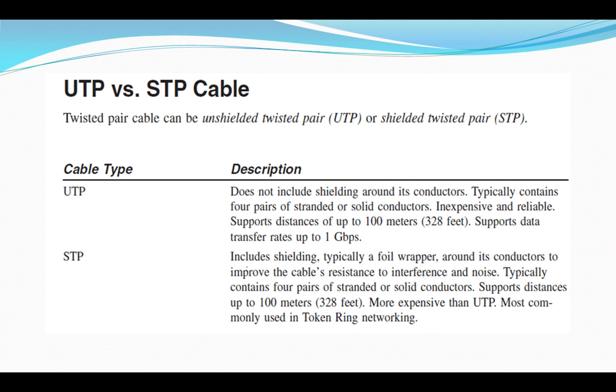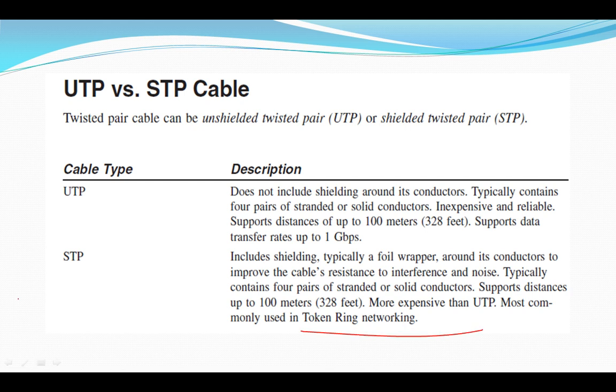If we talk about STP, it includes shielding, typically a foil wrapper around its conductor, to improve the cable's resistance to interference and noise. It typically contains four pairs of stranded or solid conductors, supports a distance up to 100 meters, and is more expensive than UTP. It is most commonly used in token ring.